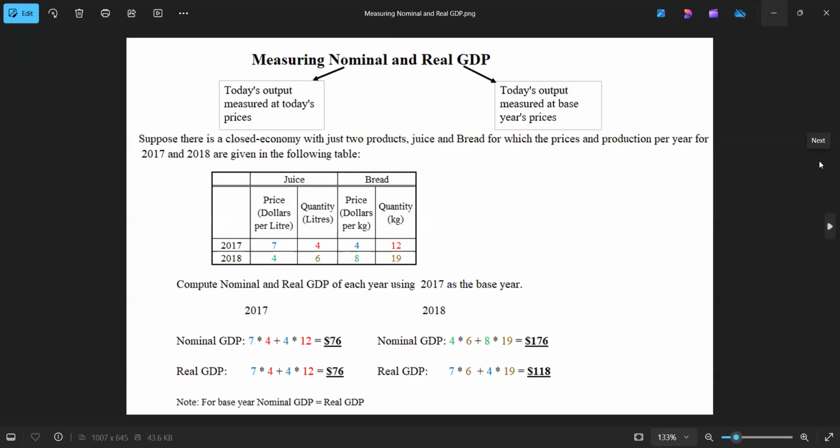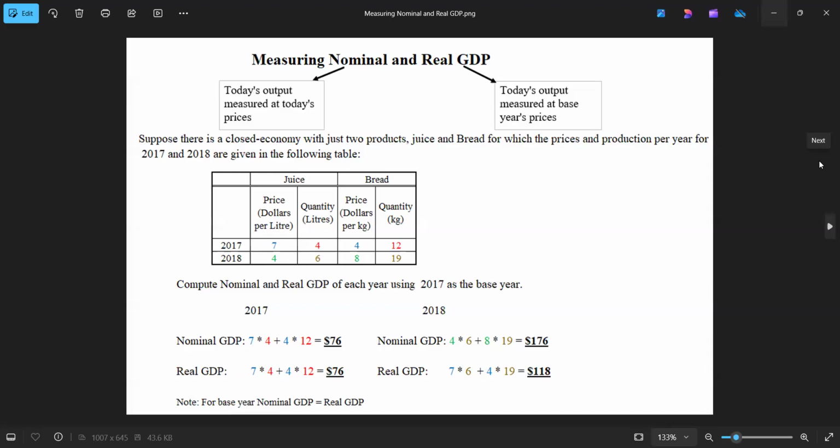While on the other hand, real GDP is today's output measured at base year prices. So when we're computing real GDP for any particular year, we're going to make use of that year's quantities like we do in the case of nominal GDP, but the prices that we're going to be using are for a base year that we've already defined. So real GDP makes use of constant prices.